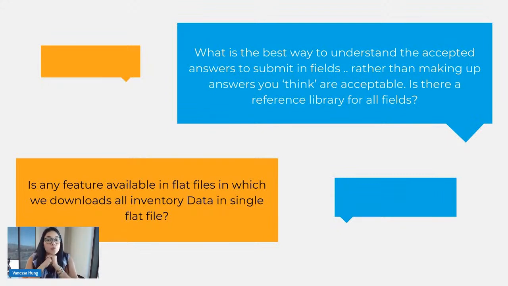Another question. What is the best way to understand the accepted answers to submit in the fields, rather than making up answers that you think are acceptable? Is there any reference library for all fields? Yes, there is. Great question. I covered that in webinar number 2, and it is the tab in the category listing report called valid values. In the valid values tab, you can find the attribute name, and you can find examples. If it's a drop down menu, they give you the options they have for that attribute.